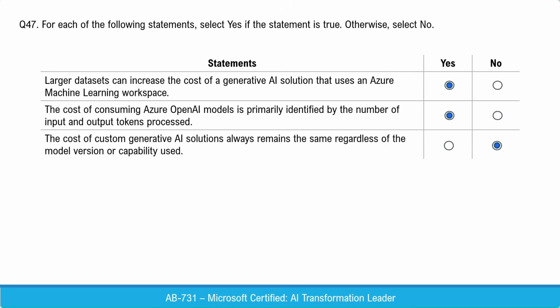The last statement, the cost of custom generative AI solution always remains the same regardless of the model version or capability used. Well, this is incorrect. The cost of generative AI solutions is not fixed. It depends on several factors such as the model you choose, the model version, the amount of usage, and the compute resources required. More advanced models or higher usage will obviously result in higher costs. So the correct answers are yes, yes, and no.